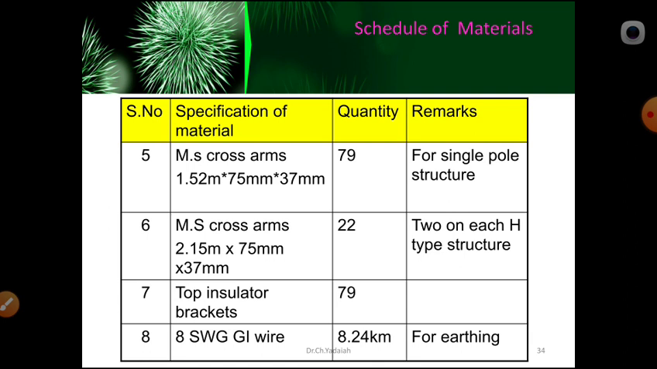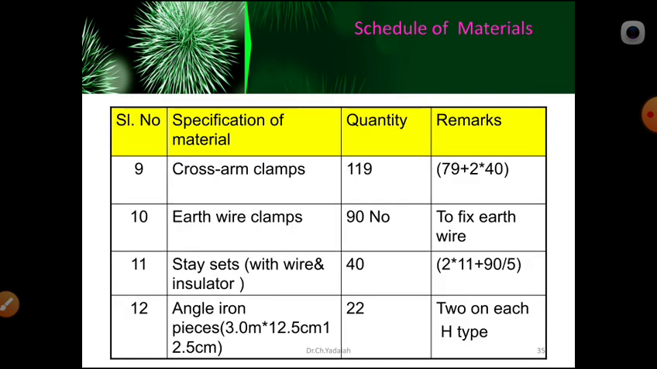And GI wire, that is 8 SWG GI wire, nearly 8.24 kilometers we require for earthing purpose. Next, cross arm clamps we require to fit the cross arms to the pole. 119 are required, and earth wire clamps 90. Stay sets with wire and insulators 40. Angle iron pieces, 2 on each H type structure, 11 into 2 is 22 required.